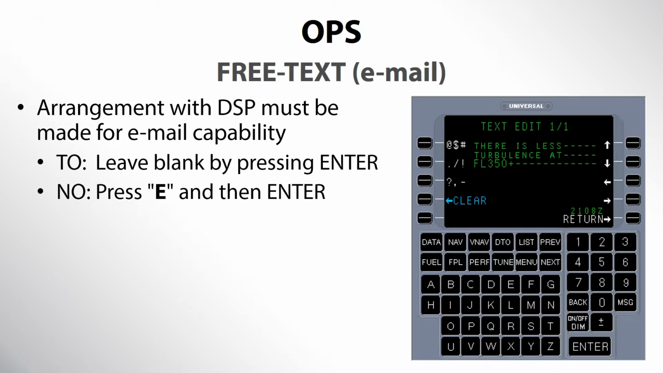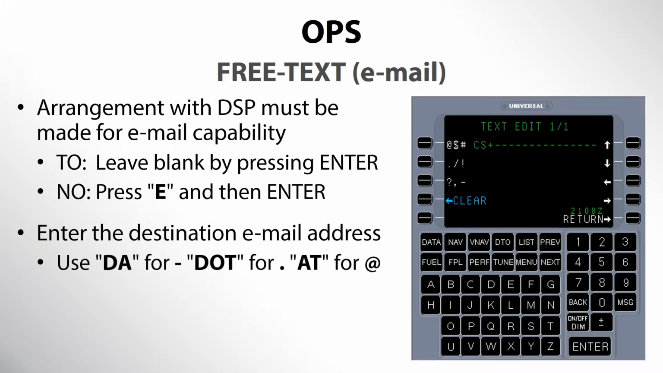If previously entered text is still in the free text area, press Clear before entering new text. In the free text area, enter the destination email address. Use DA for dash, DOT for dot, and AT for the @ symbol. Delimit the address with ST. Use spaces as indicated in the example and press Enter.